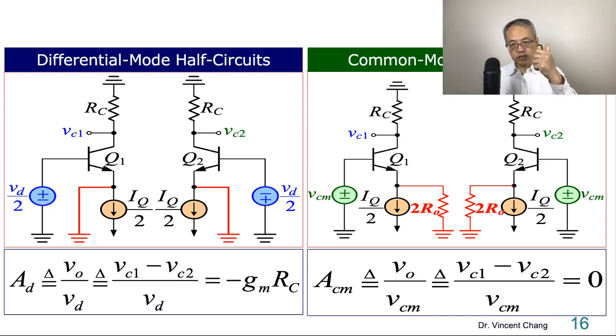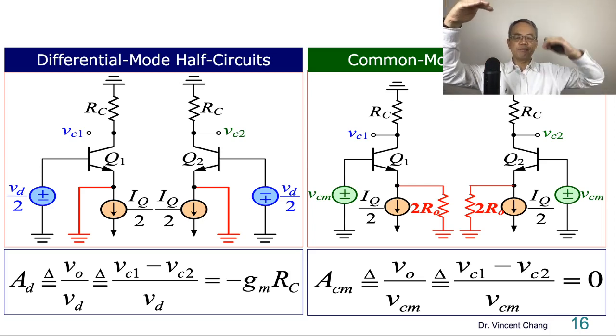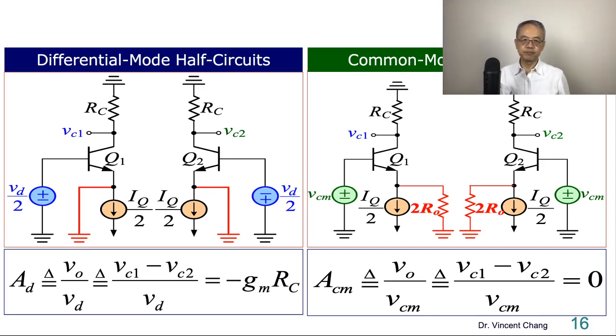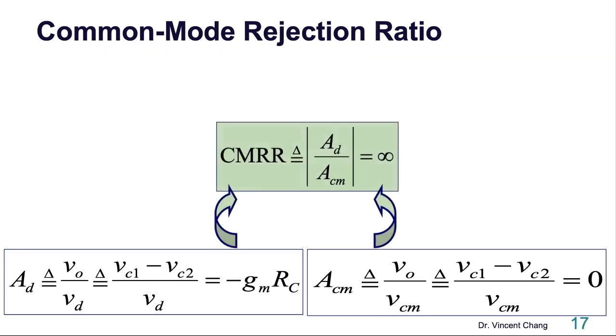Then, a good differential amplifier should make the differential ability as high as possible and suppress the common mode ability. So for this reason, we define the so-called common mode rejection ratio. The common mode rejection ratio is the differential gain over the common mode gain. In this case, it's infinite. Why? Because the common mode gain is 0.